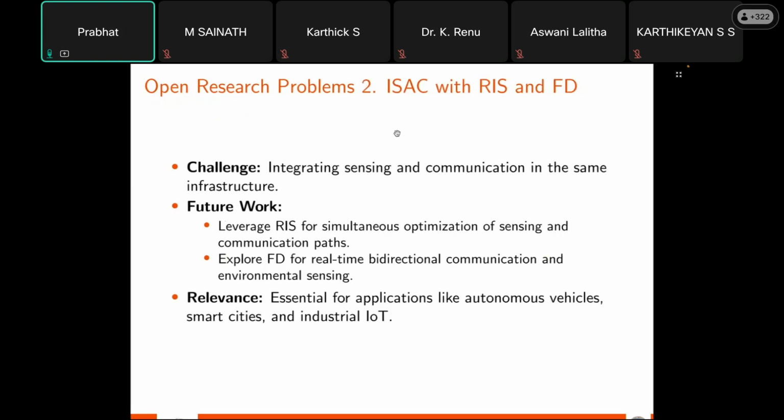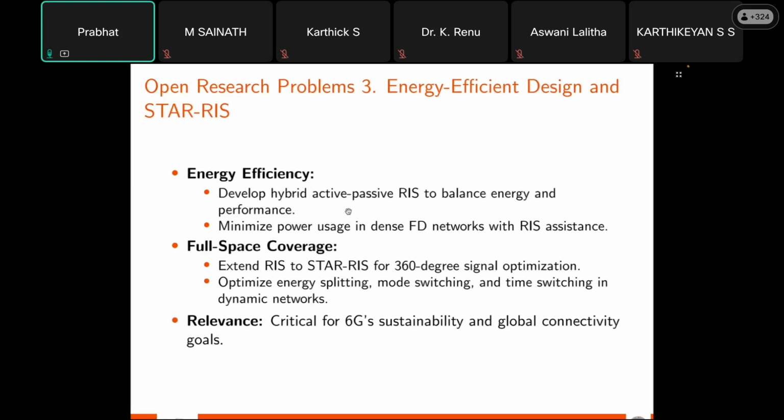Another is the integrated sensing and communication with RIS and full duplex nodes. You can leverage RIS for simultaneous optimization of sensing and communication paths. As we know, RIS not only improves the signal to noise ratio, but it can also improve the illumination power at a particular target. So we can jointly optimize the RIS for sensing and communication paths, and we can explore in the same system full duplex for real-time bidirectional communication and environmental sensing. So this is one of the other possible areas where RIS can be combined with full duplex wireless communication technology.